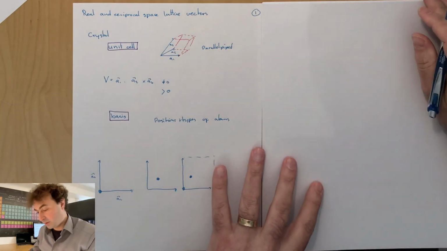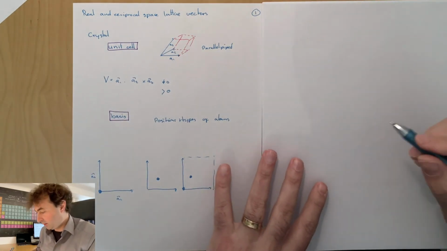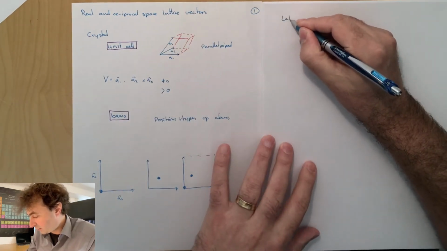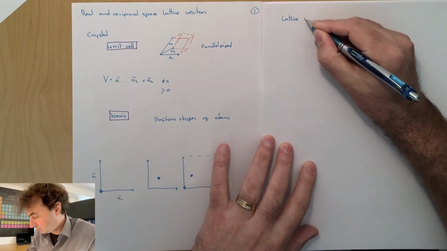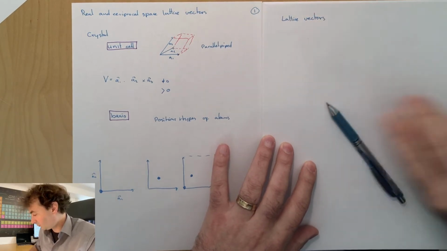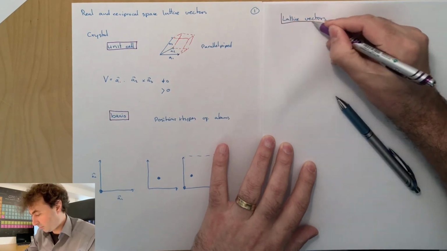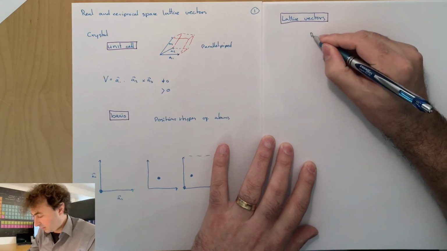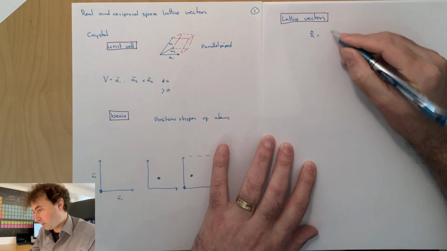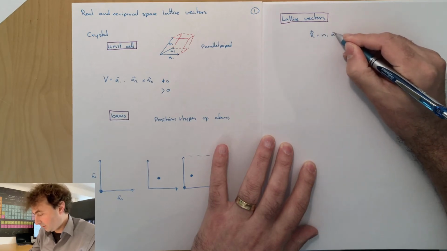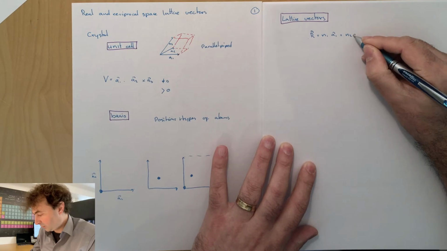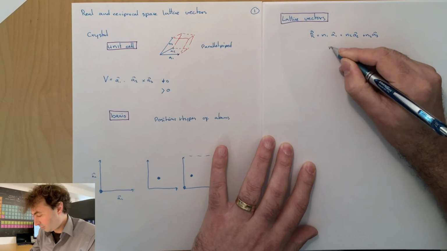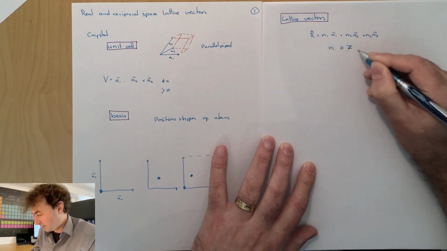Now the last thing that we need is to be able to periodically replicate these unit cells, and for that we have the lattice vectors. And the lattice vectors define a Bravais lattice, and these are given by all vectors that can be written as integer multiples of the unit cell vectors, where Ni is an element of Z.